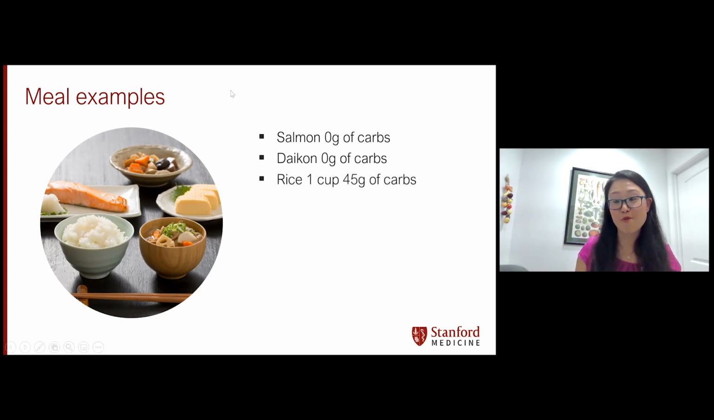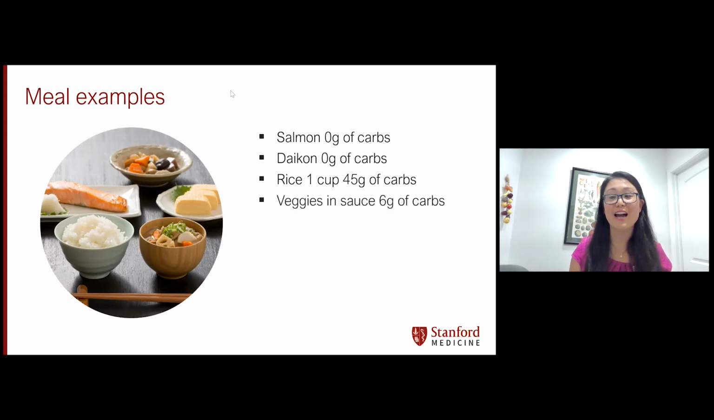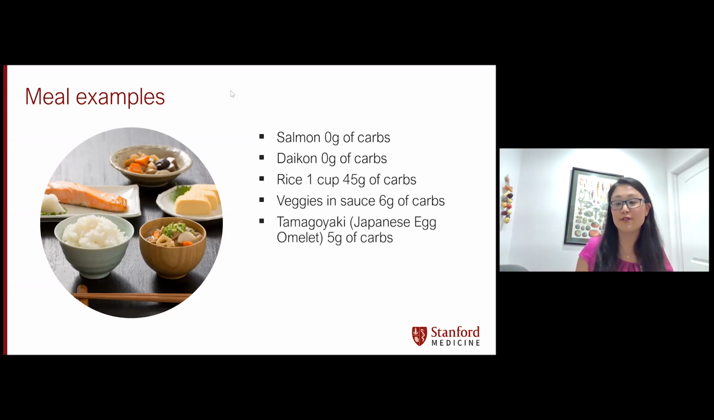Rice in general, a cup of rice is about 45 grams of carbohydrates. Veggies, so in different Asian foods, there can be some sugar added or carbohydrates added. So typically, I'd say this is 6 grams of carbs. There's a Japanese egg omelet, and you actually have great flavor with it. And you also add a little bit of sugar, so that's 5 carbs. And then soup and veggie 5, so 61 carbs. And again, for this meal, I'd also pre-bolus.